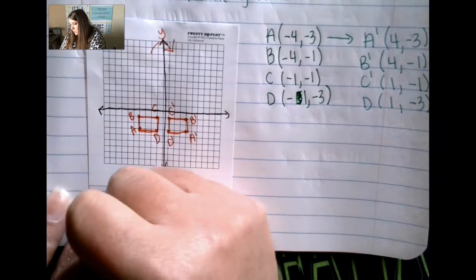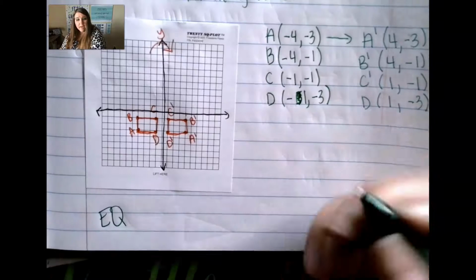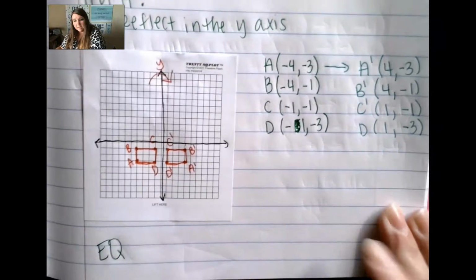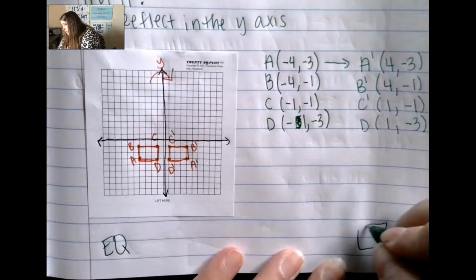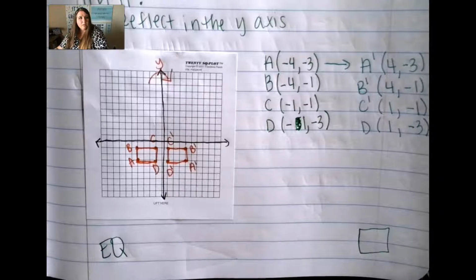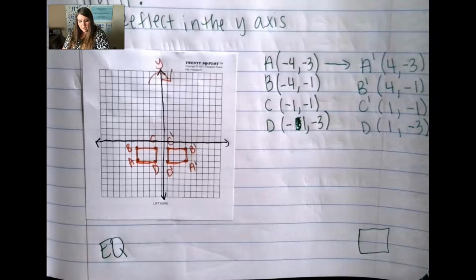All right, go ahead and answer your essential question. How do you reflect a figure on a coordinate plane? And then put your level of understanding out to the side. Where are you at with your understanding? And then you can come on back to the Google Meet and ask for help if you need it, or you can do your practice work.